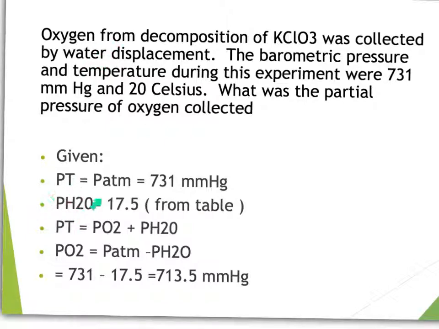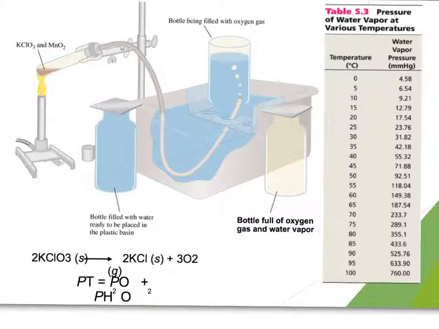So we have to calculate our pressure of water. Notice that we are at a temperature of 20 degrees Celsius. So we need to get this number from our table. Let's look at our next slide and see where we got this number from. So the problem told us that we were at 20 degrees Celsius. We need to look at the pressure of water at 20 degrees Celsius. In this chart, we see that the water vapor pressure at 20 degrees Celsius is 17.54.